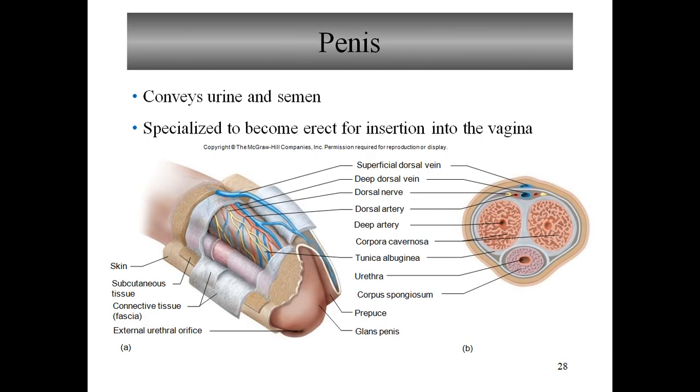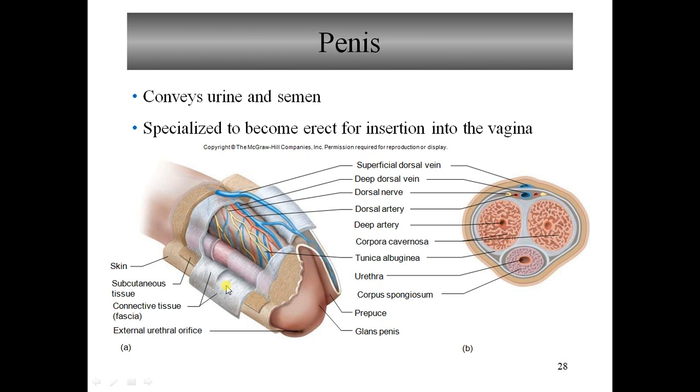The next one, the penis, which conveys the urine and semen, as I already told you. The penis is specialized to become erect for insertion into the vagina. This is the structure of the penis. Erection is the enlarging and stiffening of the penis, enabling it to be inserted into the vagina during sexual intercourse. That is the meaning of specialized to become erect for insertion into the vagina.